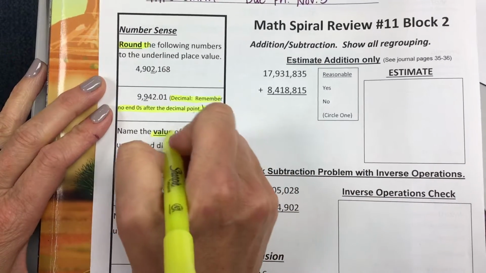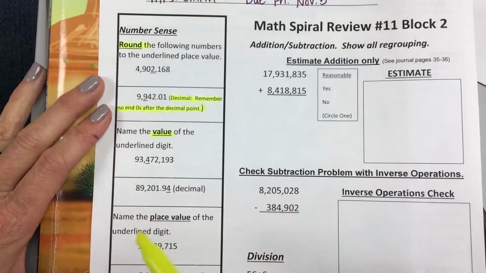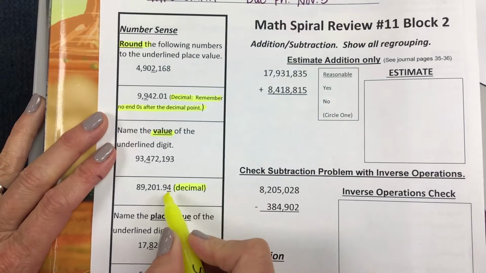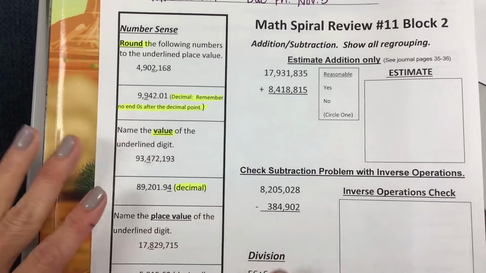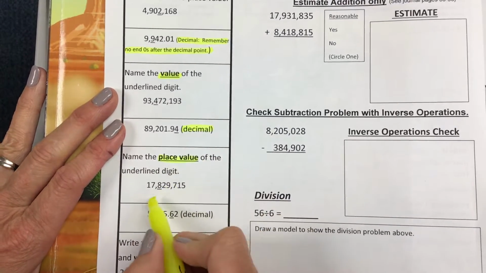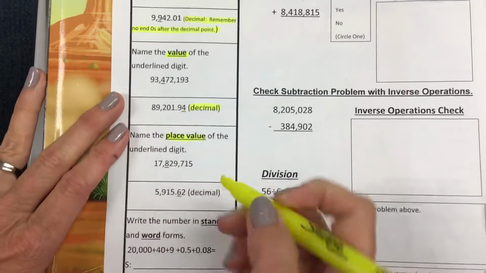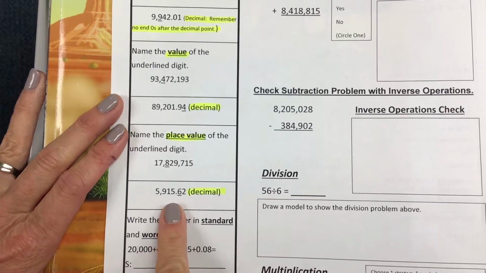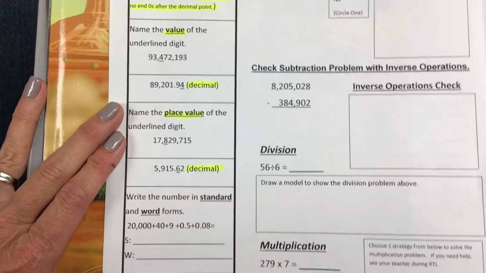Name the value of this underlined digit. Name the value of this underlined digit. Take note that it's a decimal number. Name the place value of the underlined digit and the place value of this underlined digit. Again, this is a decimal number.